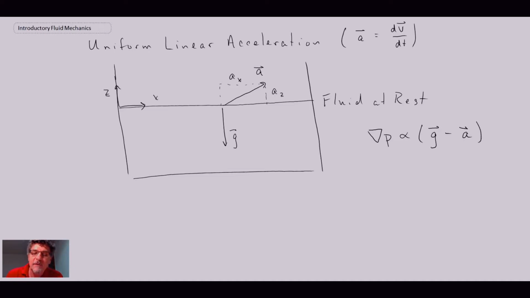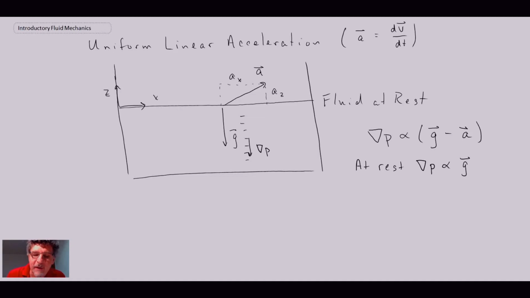In the case of fluid at rest, there is no acceleration. And what we have is the gradient of pressure is proportional to the gravity vector. And that's why as we go down in the fluid, we have a gradient of pressure, and that is going in the vertical direction.